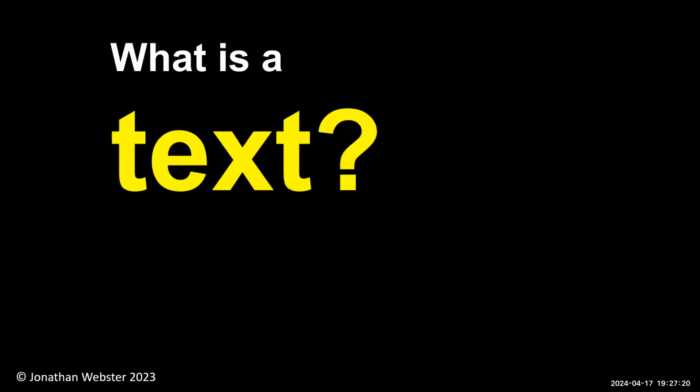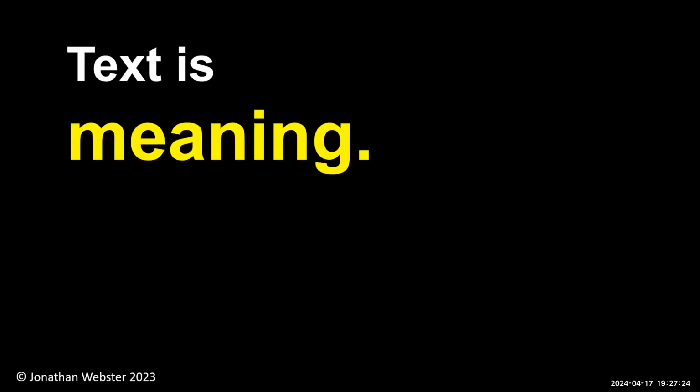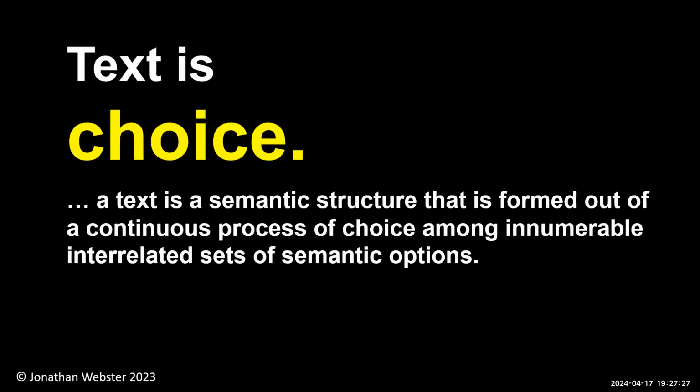Textual. What is a text? Text is meaning. A text is a choice. Choices. That is so much a part of this whole approach to the study of language. What are the choices that you're making? A text is a semantic structure that is formed out of a continuous process of choice among innumerable interrelated sets of semantic options.